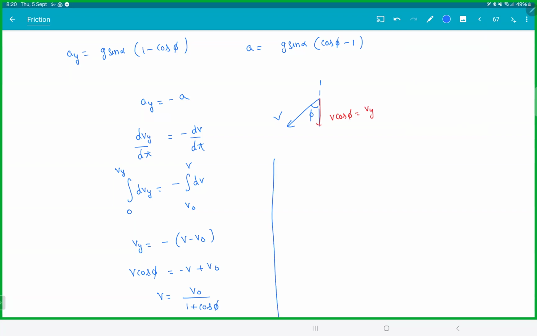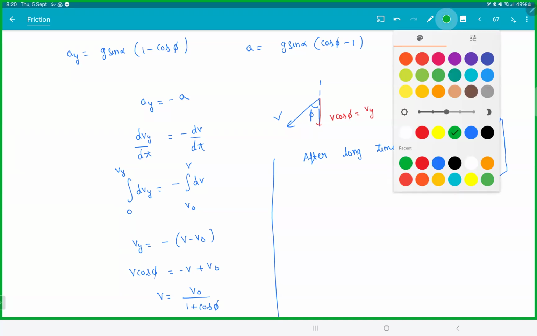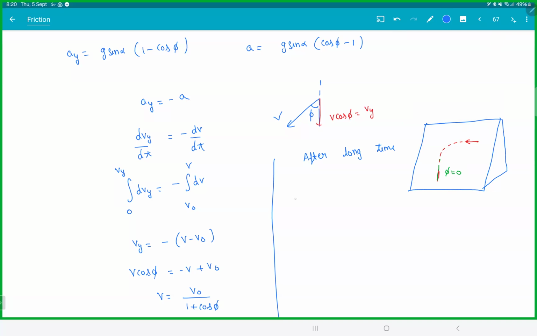And if you leave this for a long time, after a long time, the diagram becomes like this. This actually becomes straight like this eventually, meaning phi becomes 0. So the final velocity will be, when phi tends to 0, V final would be V naught by 2. So the final speed of the coin is V naught by 2.